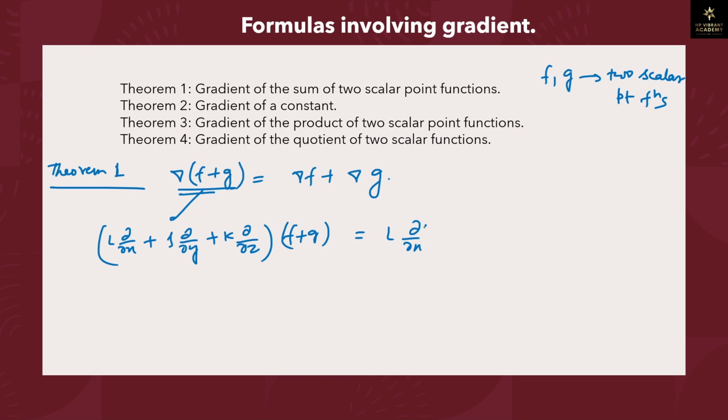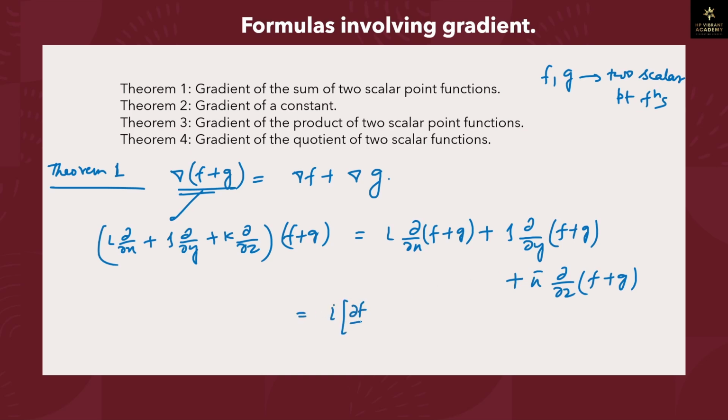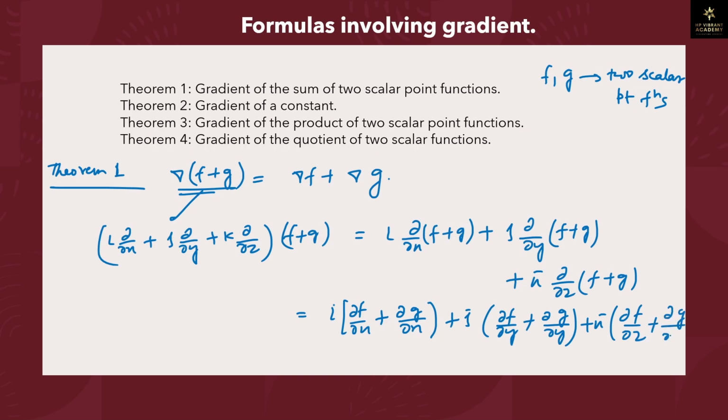This is equal to i del upon del x of f plus g, plus j del upon del y of f plus g, plus k del upon del z of f plus g. So this is equal to i times del f upon del x plus del g upon del x, plus j times del f upon del y plus del g upon del y, plus k times del f upon del z plus del g upon del z. So let us combine this.